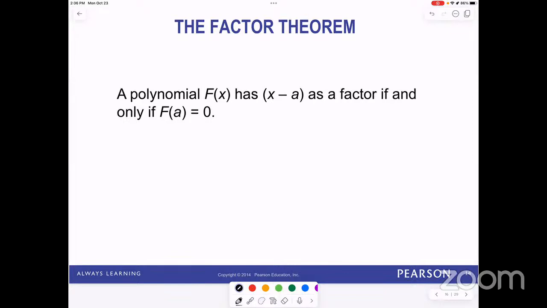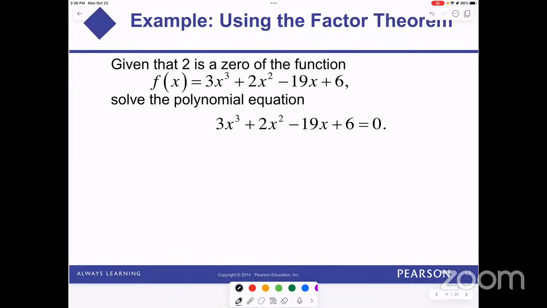Long story short. Okay. So given that 2 is a 0 of this function, we're asked to find the remaining zeros or solve this polynomial equation.